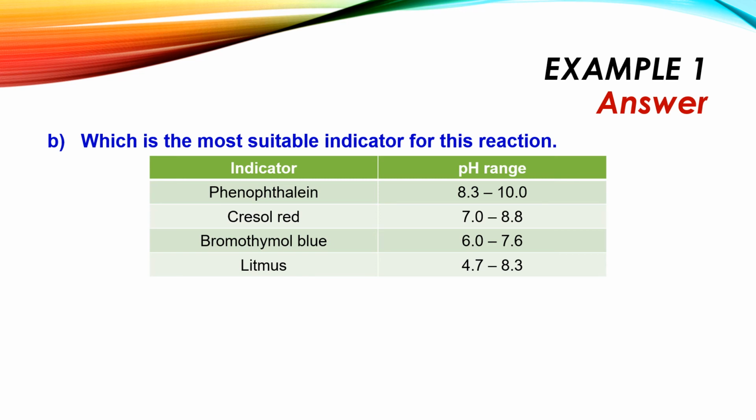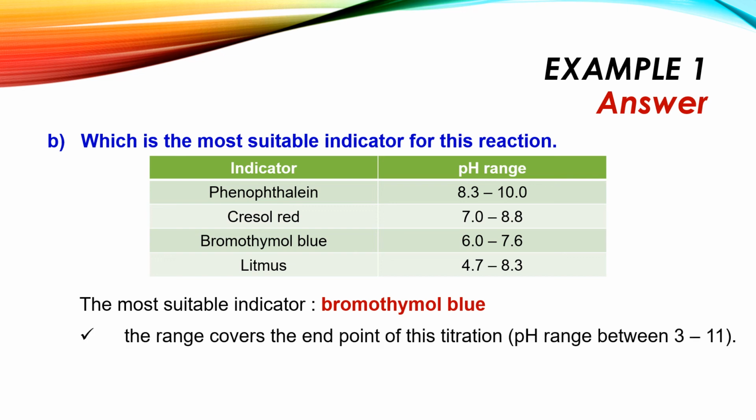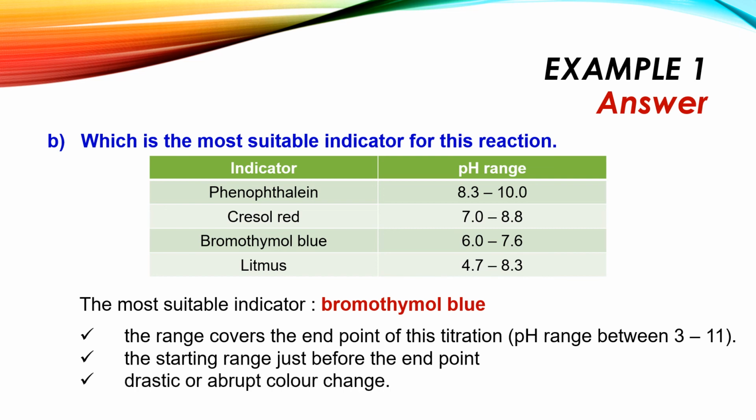Now, let's answer question B. Which is the most suitable indicator for this reaction? The most suitable indicator for this reaction is bromothymol blue. This is because the range covers the endpoint of this titration, with a pH range between 3 to 11. The starting range is just before the endpoint and shows a drastic or abrupt color change.